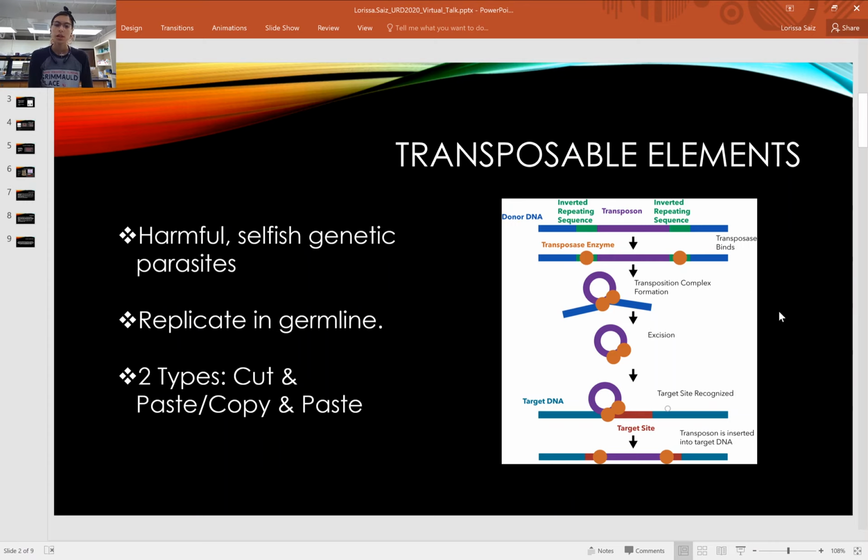So transposable elements are harmful, selfish genetic parasites that replicate in the germline of host genomes. There are two types of transposable elements, cut and paste and copy and paste. Transposable elements are extremely harmful, and they're extremely important to study because they make up about 50% of the human genome and about 85% of the corn or maize genome.